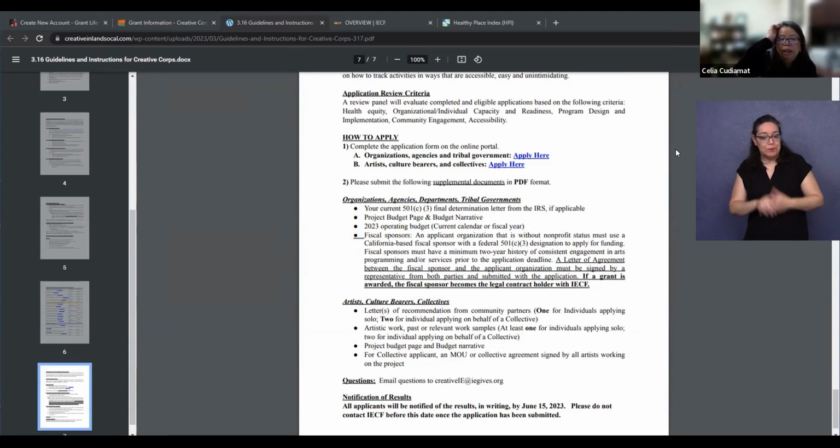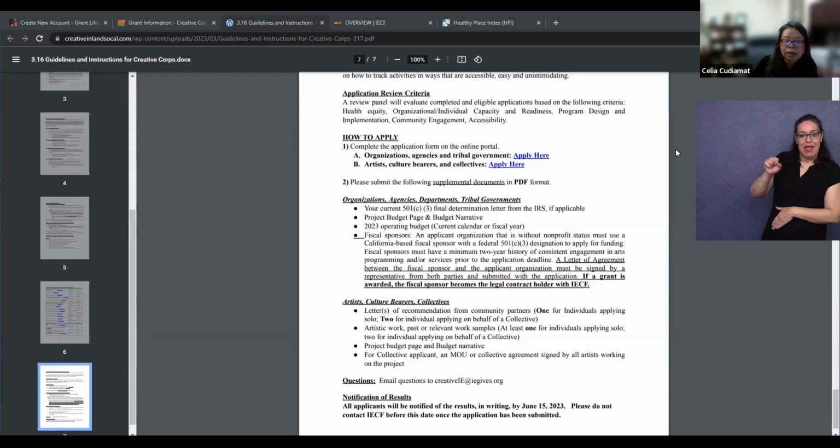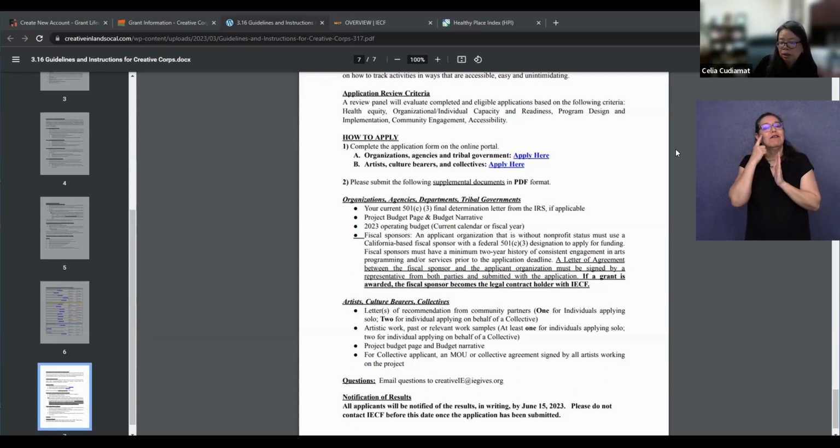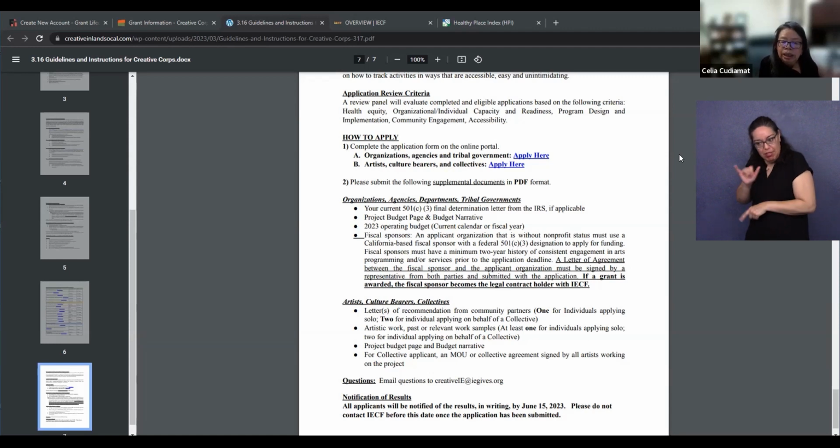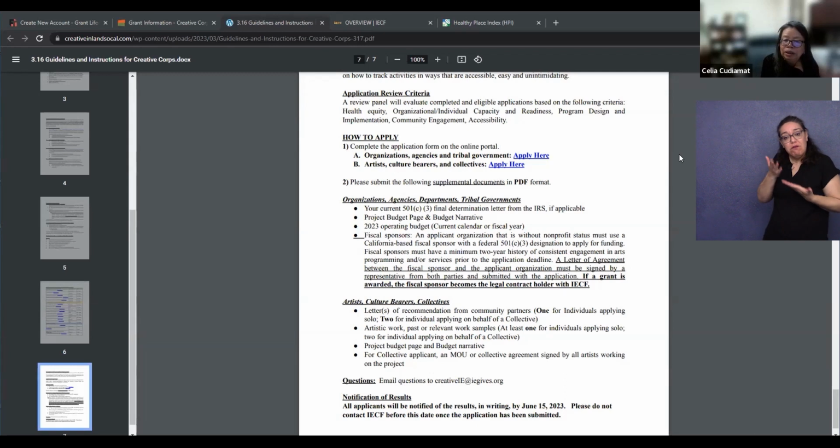Okay, let me see, where are we now? And then how to apply. So before I turn it over to Yasmin for that, we are asking for supplemental documents to be included with the online application. These are all going to be uploaded as part of your online portal application. As stated for the organizations: C3 documentation, project budget and narrative, your current operating budget, and for fiscal sponsors, your letter of agreement if you are an organization or agency that's applying. And for individuals, it'll be a letter of recommendation from a community partner, 1 for individuals applying, and 2 if you're a collective.